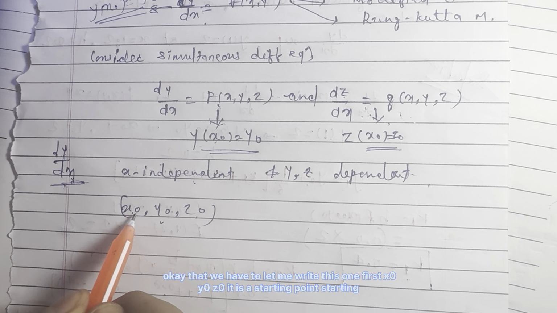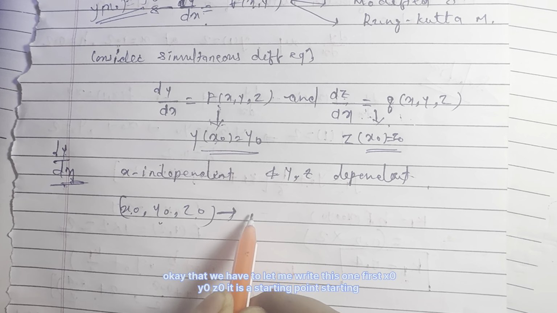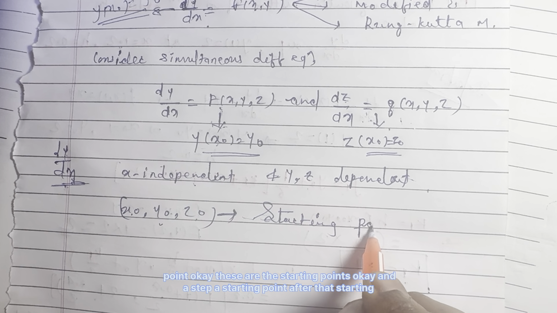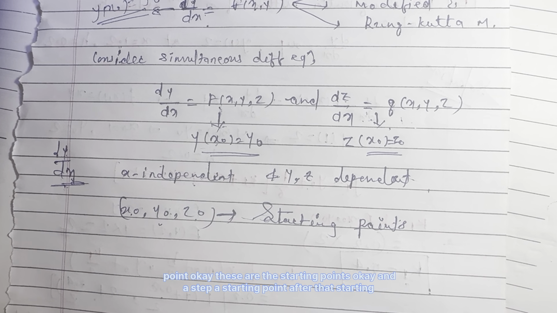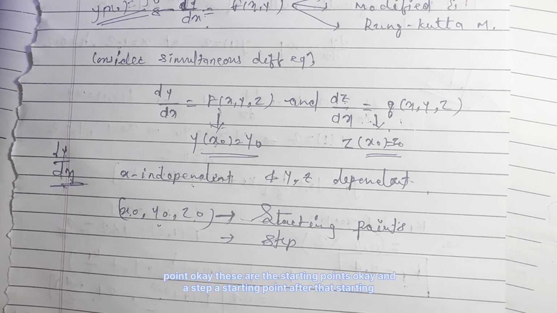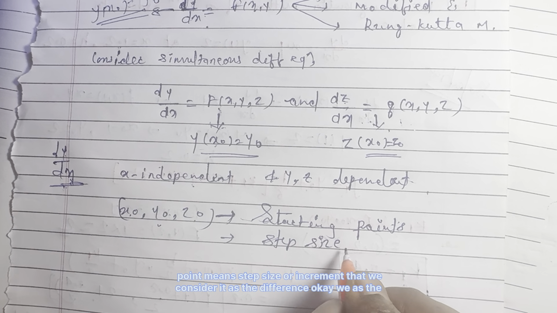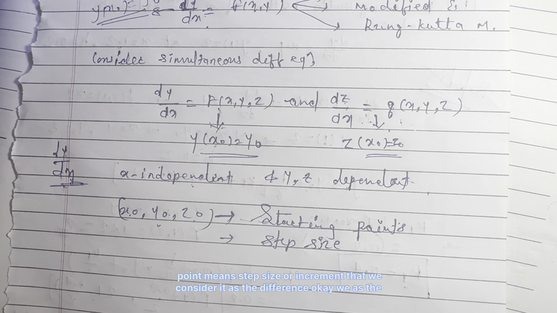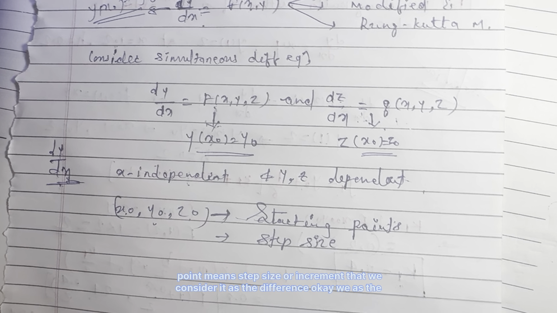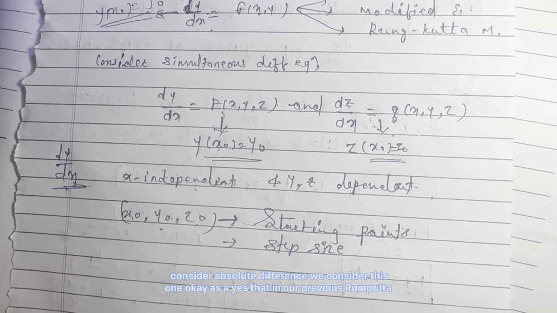Let me write this first. x naught, y naught, z naught is the starting point. After the starting point comes the step size or increment, which we consider as the difference. We consider an absolute difference h, as in our previous Runge Kutta method.